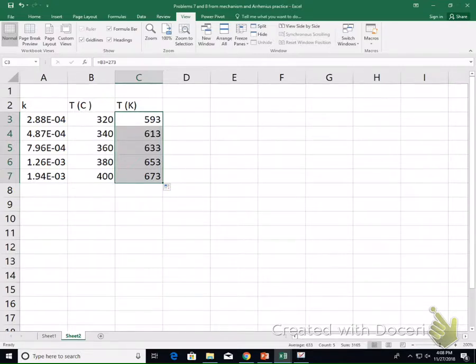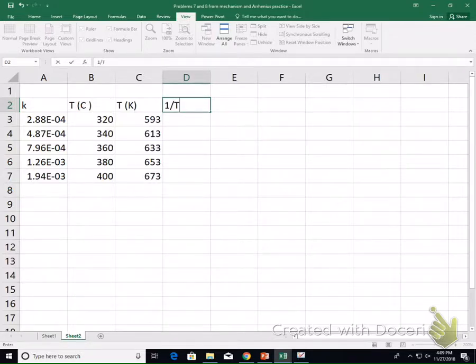Next, we don't want to deal with just temperature. Remember, our x variable here is going to be 1 over the temperature. Now let's create another formula to get that, and that will equal our Kelvin temperature. Oops, I did not do that right, so backspace. 1 divided by our Kelvin temperature. All right, let's copy that down.